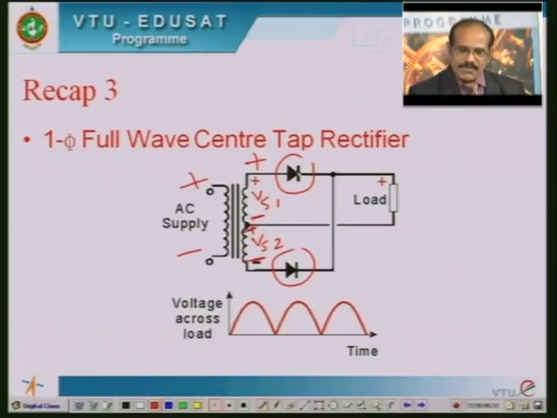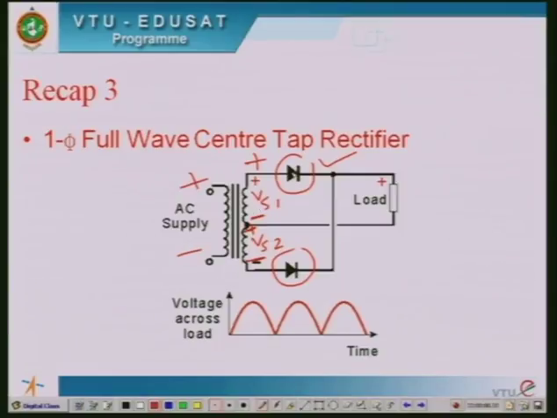Therefore, diode D1 is forward biased, because the anode of the diode is connected to the positive terminal. Whereas for diode D2, its anode will be at negative potential with reference to the cathode. Therefore, this diode D2 is reverse biased. So the diode D1 acts like a closed switch, whereas diode D2 behaves like an open switch.